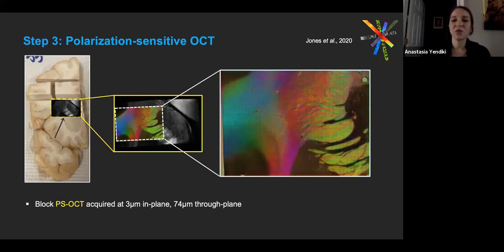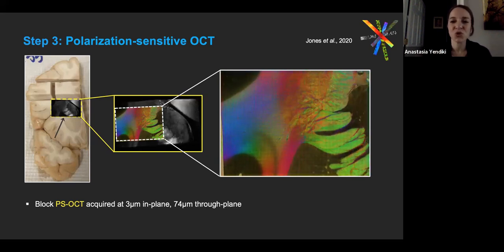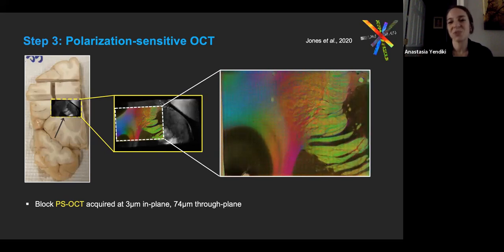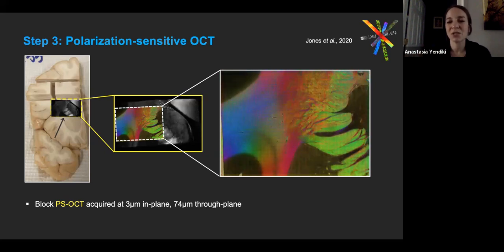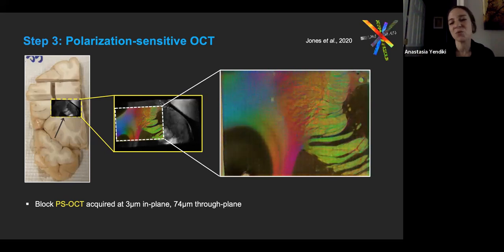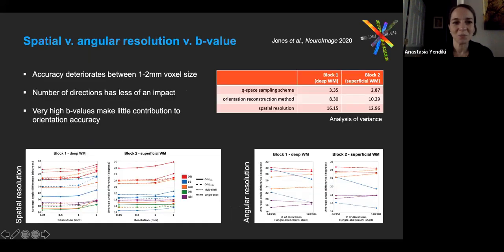And you can appreciate how, because we don't have the distortion in polarization sensitive OCT, we don't see distortions between slices, because we first image each slice and then we cut. This would be as opposed to PLI or histological methods.